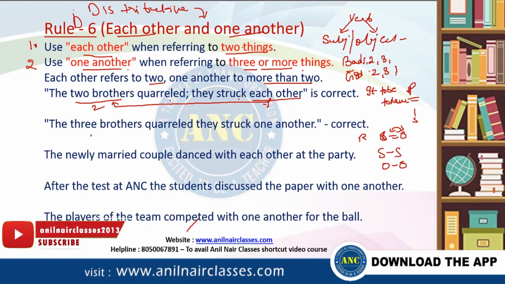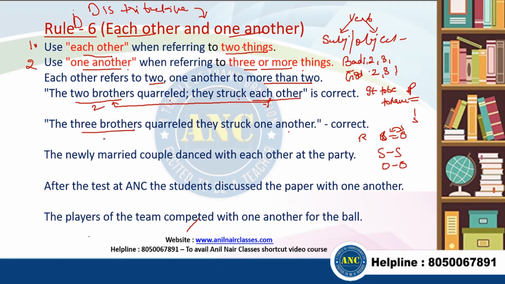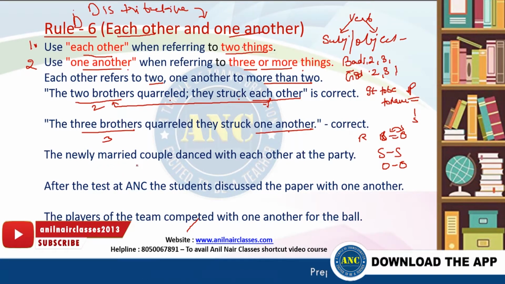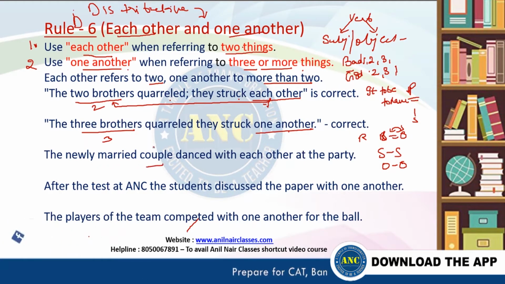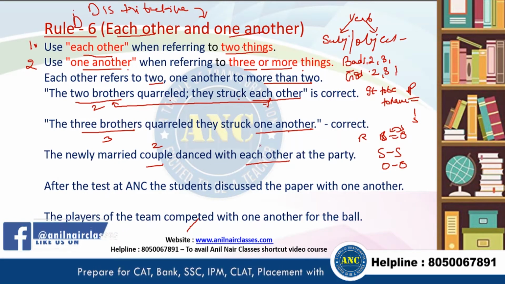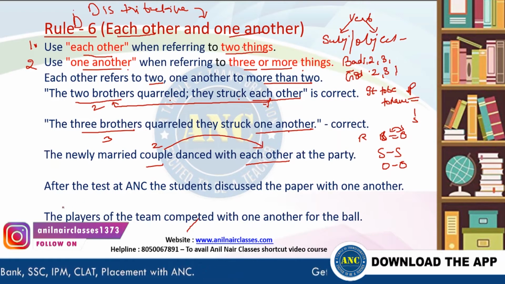Clear? Next sentence. The 3 brothers quarreled. They struck one another. Now here 3 brothers are there, more than 2. So we will use one another. Clear? Now have a look at the next example. Newly married couple. Couple means only 2 people, right? Danced with each other. Each other again used for only 2. So that is the correct form of the pronoun which they have used.